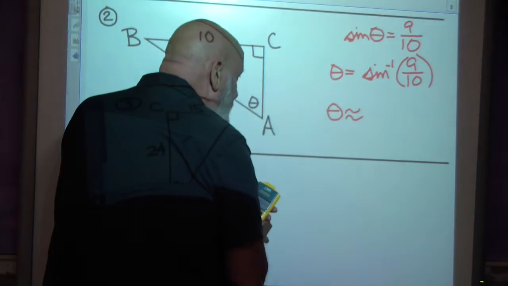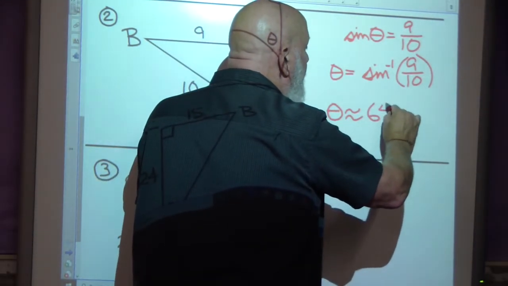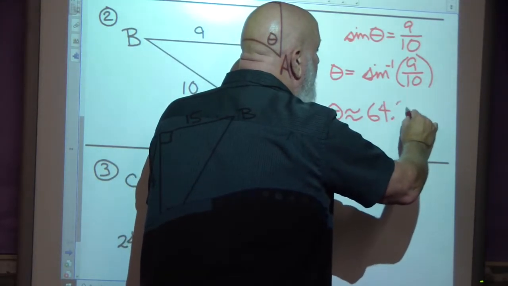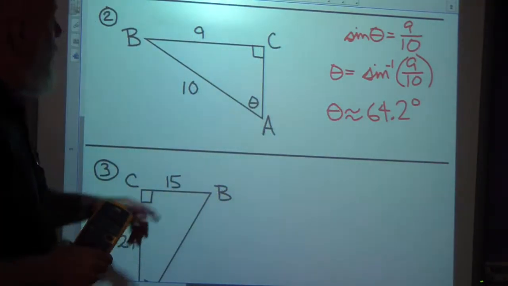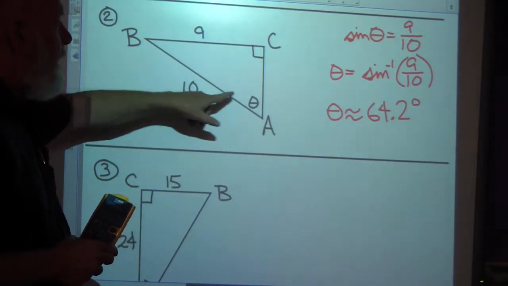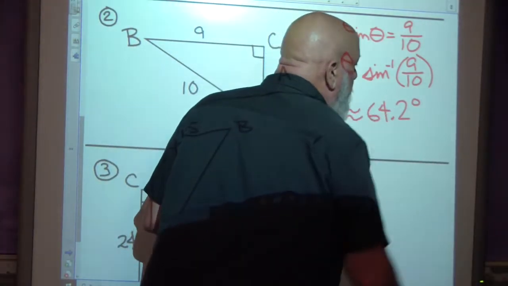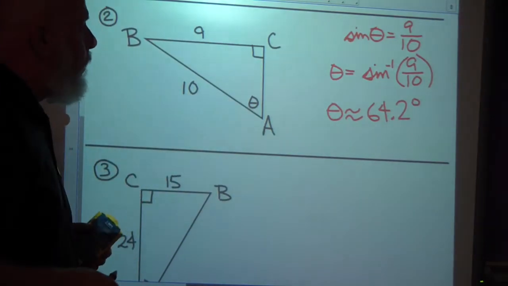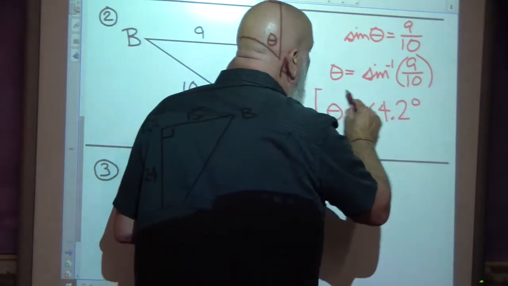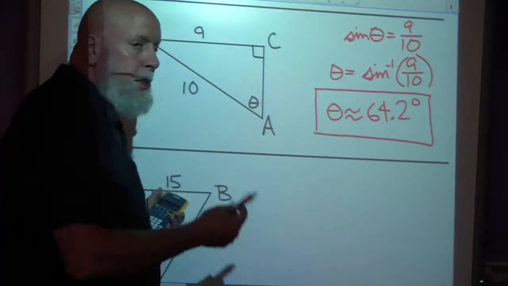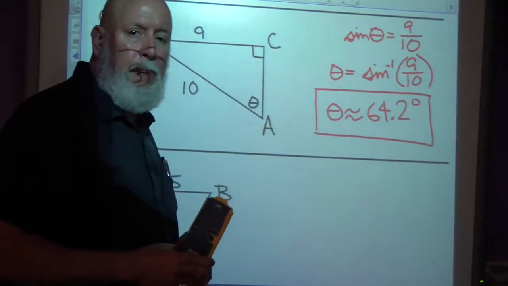And that tells me it's about 64.2 degrees, approximately. That's rounding it to the nearest tenth, which is what we were asked to do. So if this is 9 and this is 10, then this would be about 64.2 degrees. And we could round this to whatever precision we want. And we were asked specifically to round it to the 10th, so that's what we do. And then you would look among your choices. These are going to be multiple choice. You look among your choices, see which one says 64.2 degrees, and pick it.